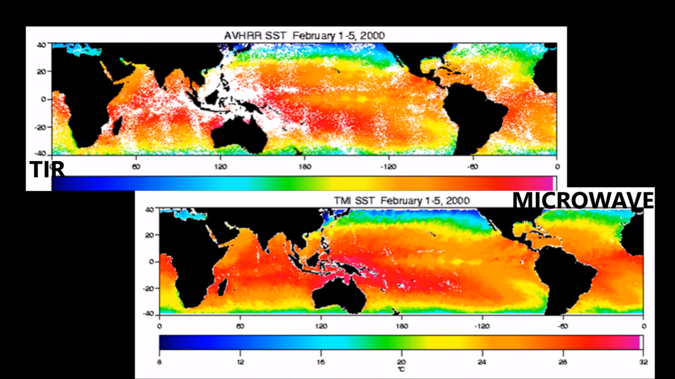These two images cover the same time period. As you can see, the thermal infrared composite on the top has a lot of white patches where cloud-free pixels could not be obtained over such a short period of time, while the microwave composite at the bottom can see through clouds but has a lower resolution.